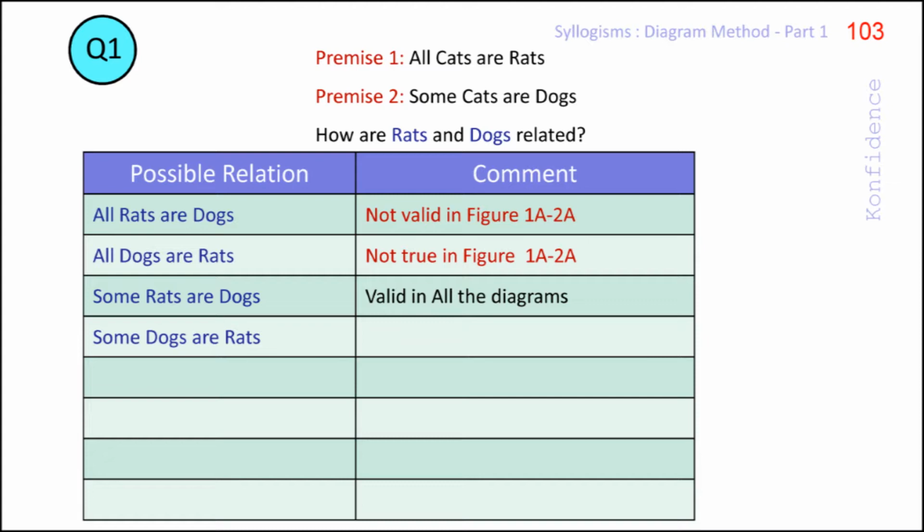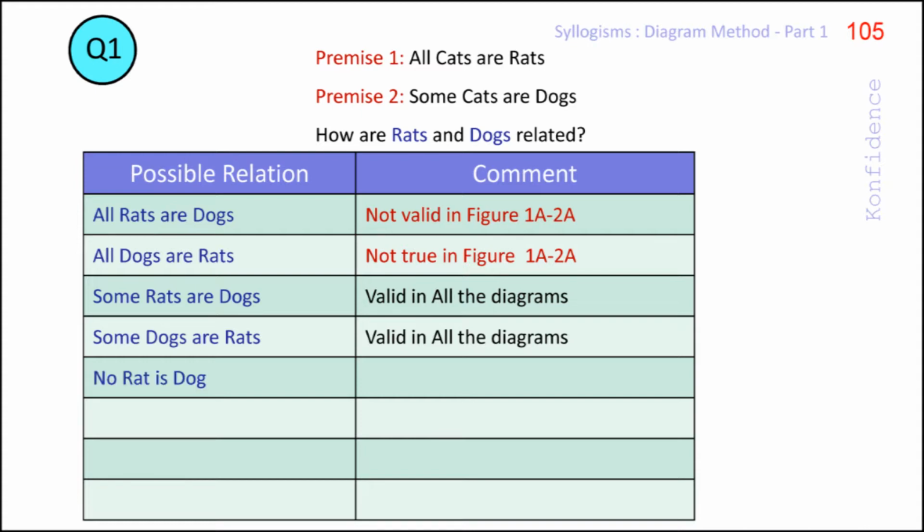Now take the relation some dogs are rats. On observation, you can see that it will also be valid in the same way as some rats are dogs. In fact, it is worth noting that the relationships some A's are B's and some B's are A's are interchangeable. Now let us see whether any of the other standard relationships will be valid.